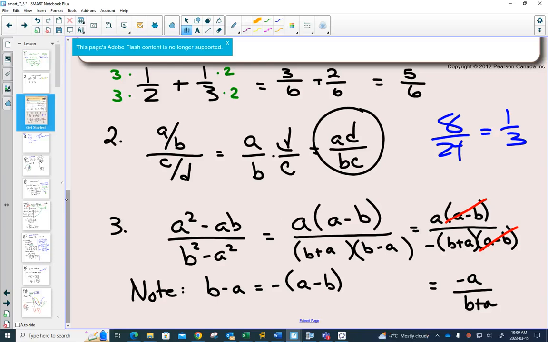But this is the simplified version of what we had originally. So if you have something that's already a single fraction, and you can factor it, you will want to factor it to see if something is simplified.